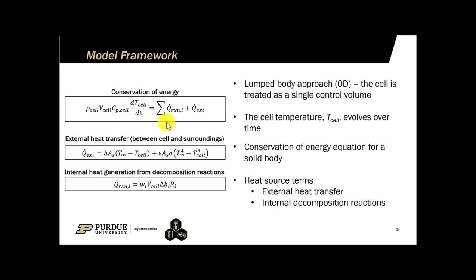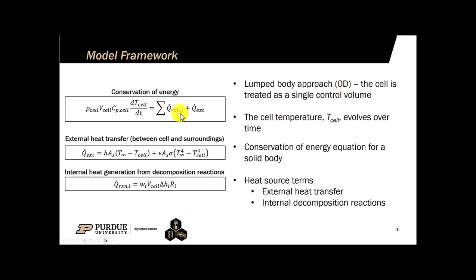The model framework is based on the conservation of energy equation for a solid motionless body, shown here. On the left-hand side, we have density, volume, and heat capacity of the cell, and the time rate of change of temperature of the cell. Now, this formulation follows the lumped body approach, also known as a 0D formulation, where the body of interest, in this case our battery cell, is treated as a single control volume. In other words, we're not solving for temperature gradients through the cell. We have one temperature, which represents the temperature of our cell.